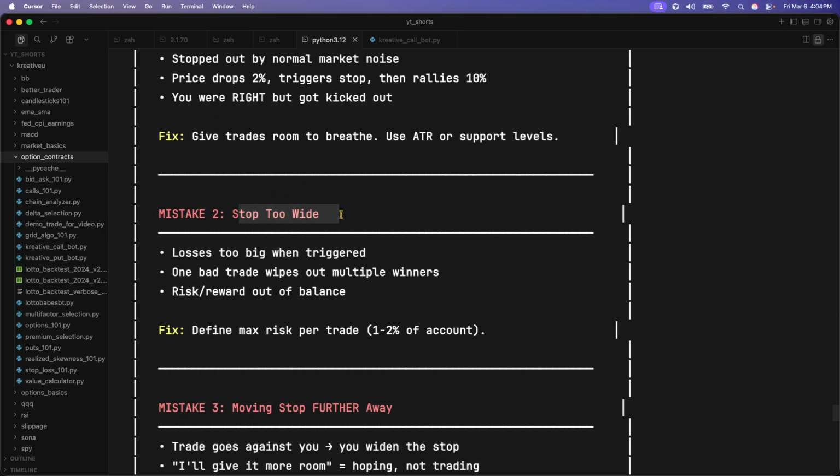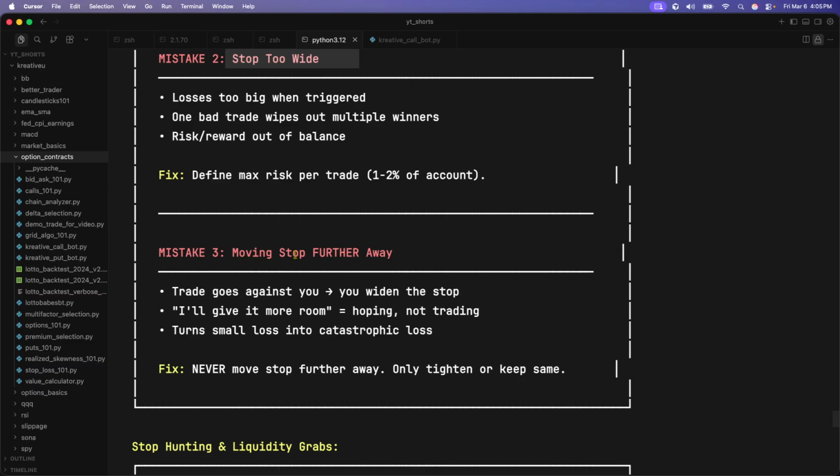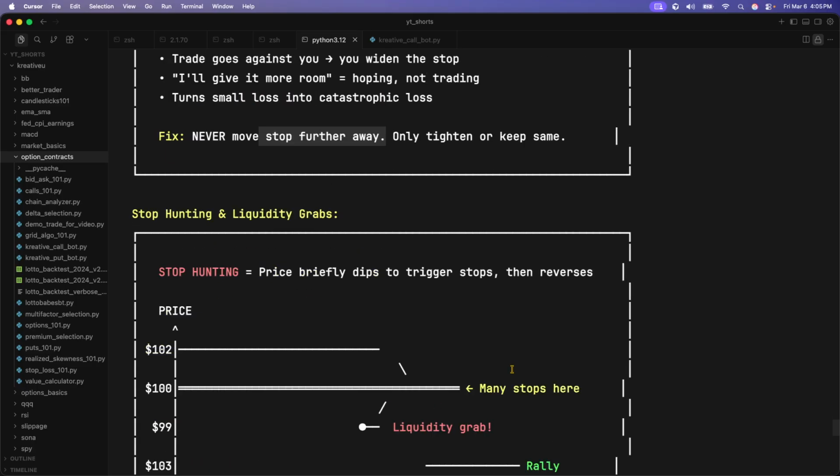Mistake two is the stop is too wide. The loss is too big when triggered. One bad trade wipes out multiple winners. Risk reward is not as balanced. Fix: define max risk per trade, 1 to 2% of your account, in order to fix stops that are too wide. Mistake three is moving stops further away. The trade goes against you, you widen the stop, saying I'll give it more room. That's hoping, not trading, right? It turns a small loss into a catastrophic loss. Never move your stop further away, only tighten or keep the same.